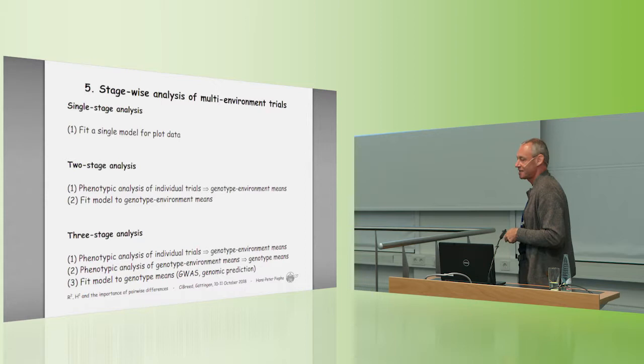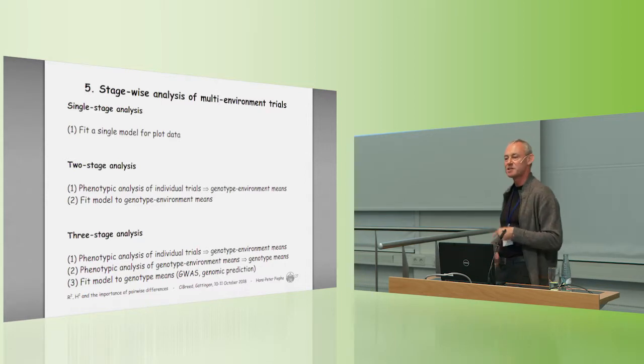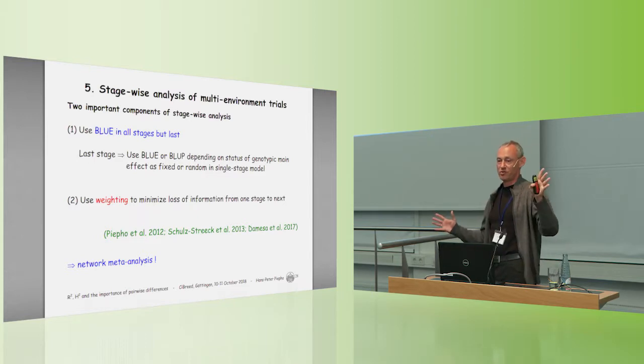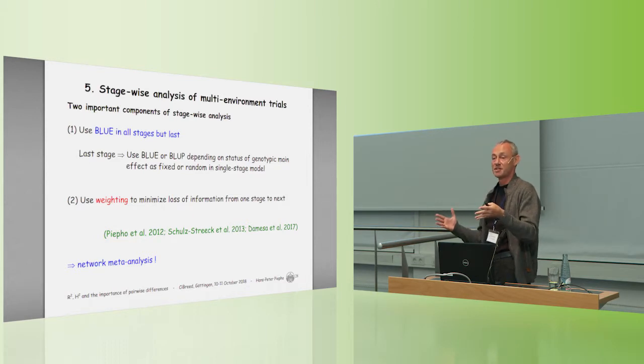I don't want to go into the details, but a lot of people prefer a stage-wise approach, and the point I want to make here is that that's perfectly fine. All you need to do, and that may be surprising to animal breeders here, is use BLUE in all the stages but the last. And only in the last stage decide whether you want to use BLUE or BLUP, depending on the status of your genotype main effect as fixed or random in a single-stage model that you would formulate for the plot data in accordance with the objective of your ultimate analysis.